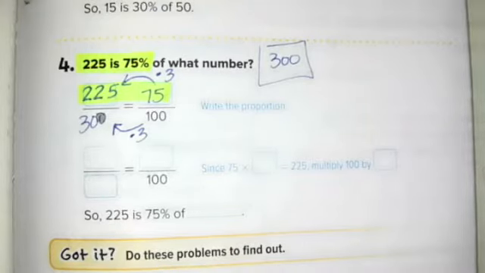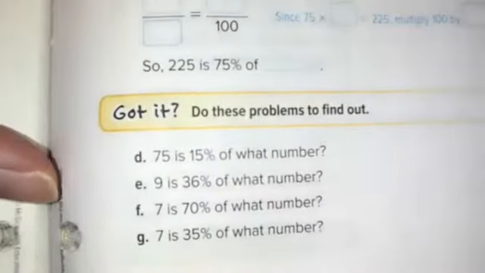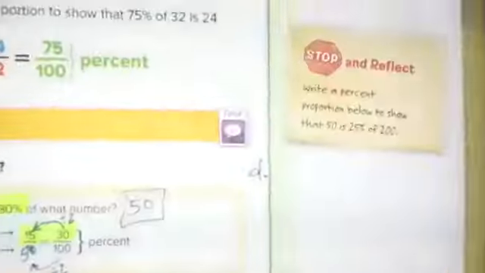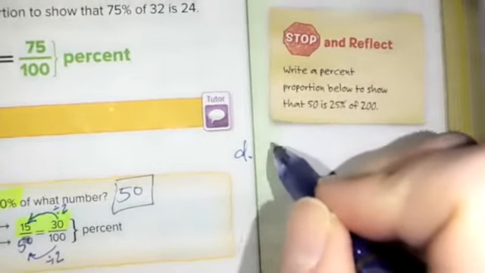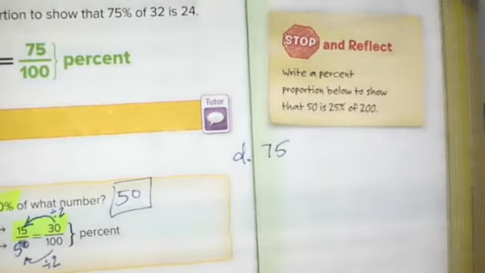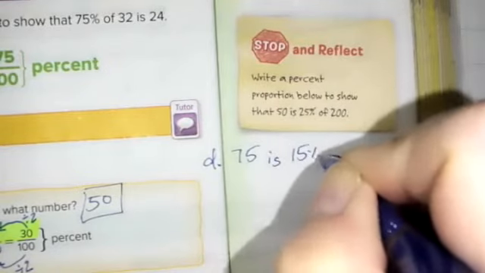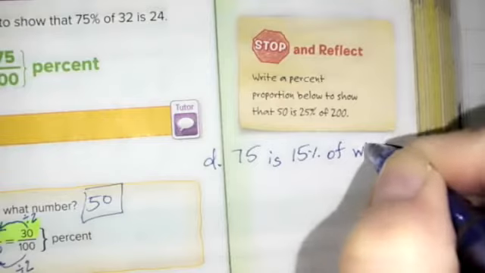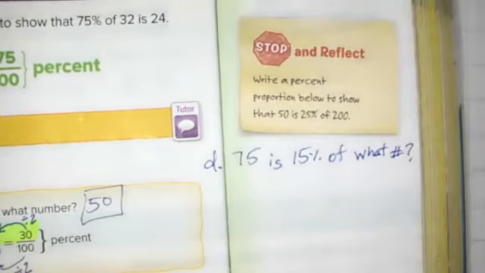All right, and let's do a few more examples. Letter D, and we'll work over on the right-hand side of the page because there's a little bit more workspace here. So letter D asks 75 is 15% of what number? So let's work over here. $75 is 15% of what number? I'm just going to abbreviate that number with the number sign.